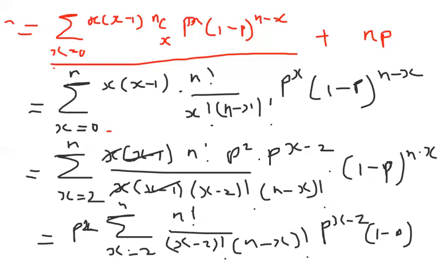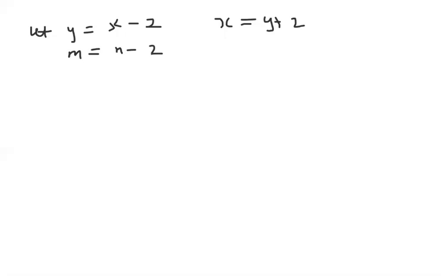Okay, so let's do a simple substitution. Okay. So I can say that let y equals X minus 2, and then let m equal n minus 2. Okay, right? If that's the case, I can say that then X is equal to what? Y plus 2, and then n is equal to what? M plus 2. I hope this is okay, right?